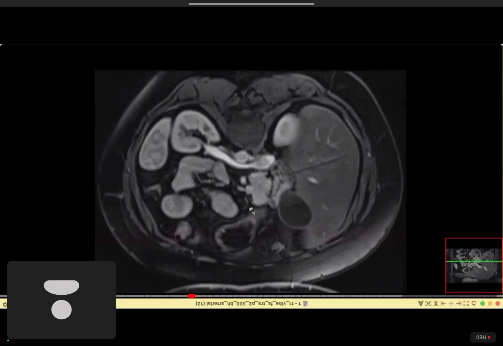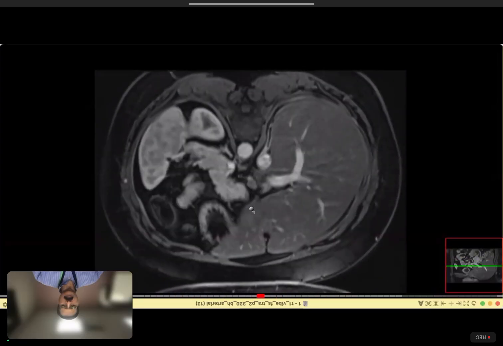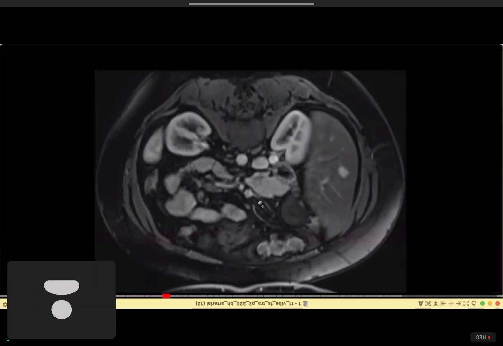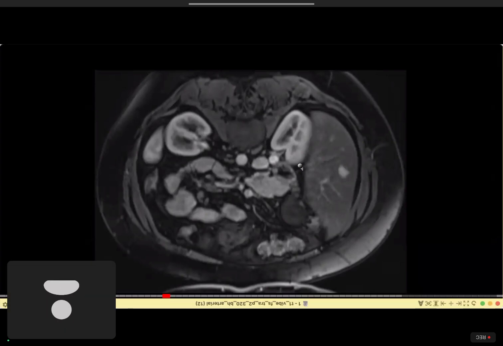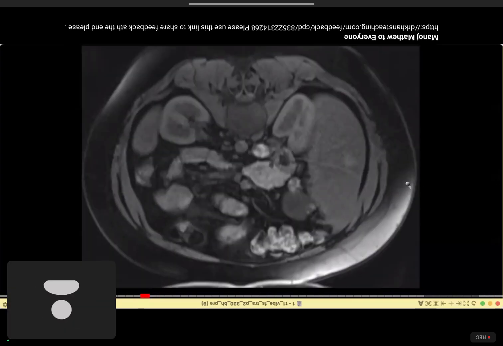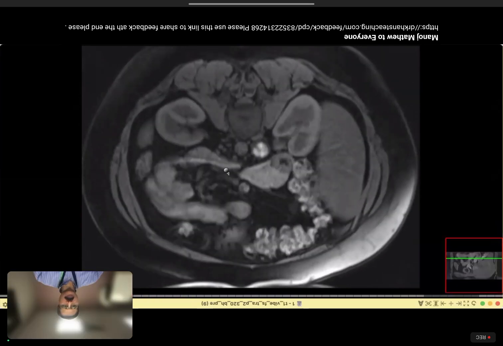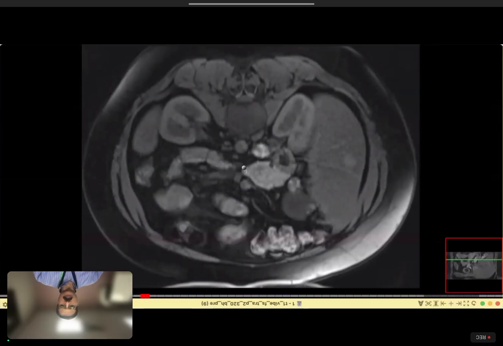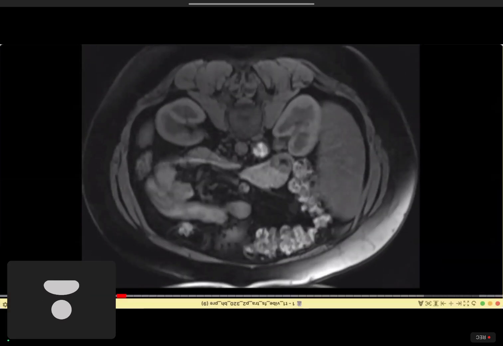Pre-contrast T1, and that's saturated. And in the pre-contrast to venous phase, this is the mass. What is it doing? It is enhancing. This is a pre-contrast T1 weighted sequence. On the pre-contrast T1 weighted sequence, this is the lesion. It's slightly high.